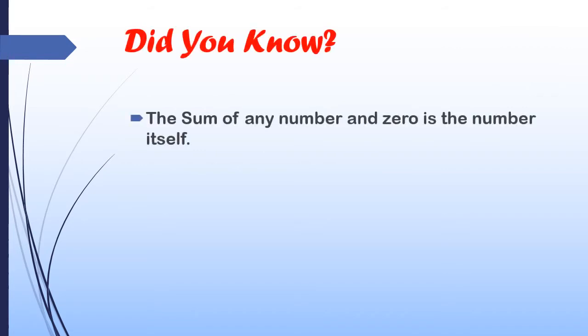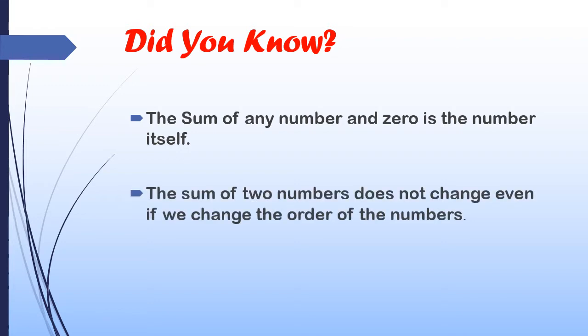Did you know the sum of any number and 0 is the number itself? When we add any number with 0, we get the same number, isn't it? The sum of two numbers does not change even if we change the order of the numbers. For example, when we add 6 plus 4, we get 10, isn't it? And also, if we add 4 plus 6, that is also 10. So, when we add two numbers, order doesn't matter, okay? If we change the order also, the answer will be same.